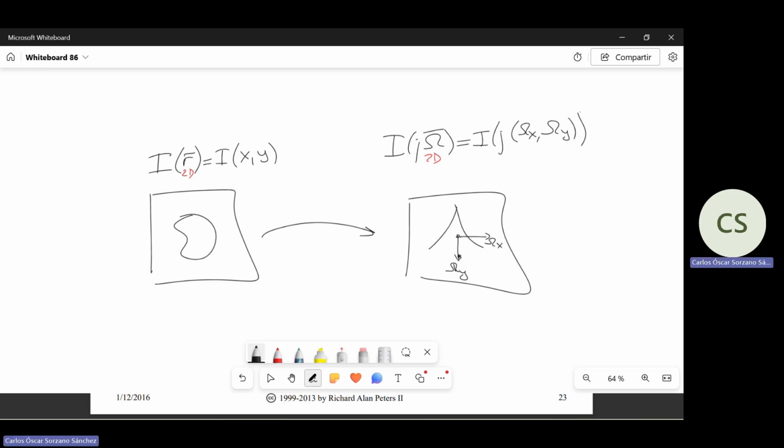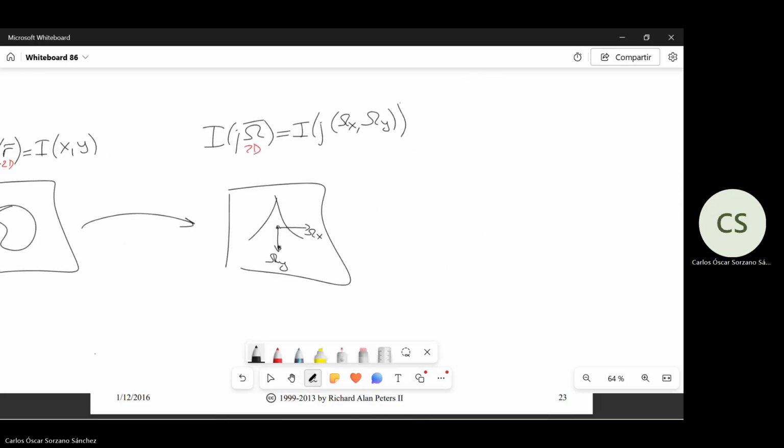Okay, so now how do I define my basis? So my basis, what was it before? Before, the basis was this one in one dimension. So now I have to do something that is kind of similar to that. So it will be this one.